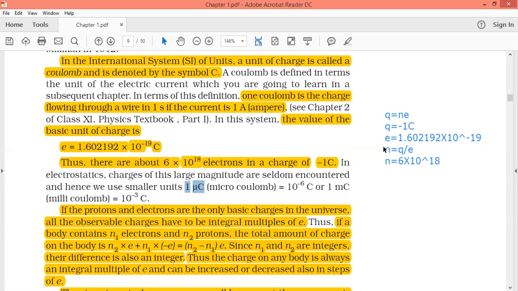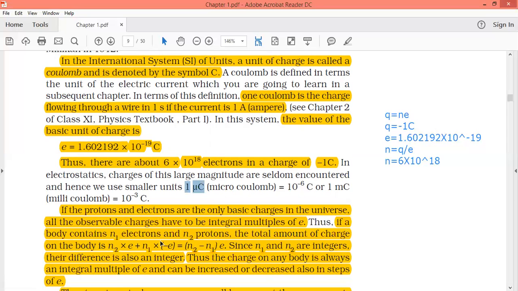So whatever charge you take, proton or electron, the charge should be considered as an integral multiple of e, that is n into e. For electron it will be negative, for proton it will be positive. If the body contains n1 electrons, what charge does an electron have? Minus e. What charge does a proton have? Plus e.